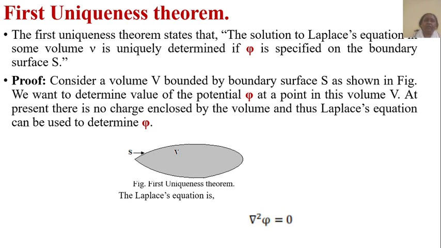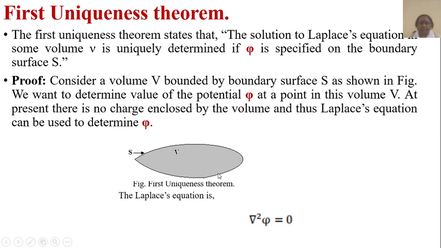theorem. The first uniqueness theorem states that the solution to the Laplace equation in some volume V is uniquely determined if psi is specified on the boundary surface S. Now, the proof of this first uniqueness theorem is: consider a volume V bounded by boundary surface S as shown in the figure.